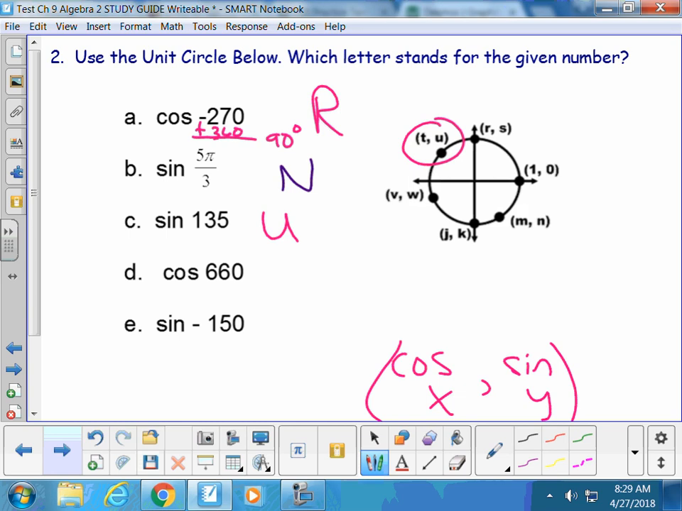All right, 660 is a rather large number, so let's subtract 360 from it. 660 minus 360 is 300. 300 is located down there in quadrant 4. And the cosine value would be the x value, so M.